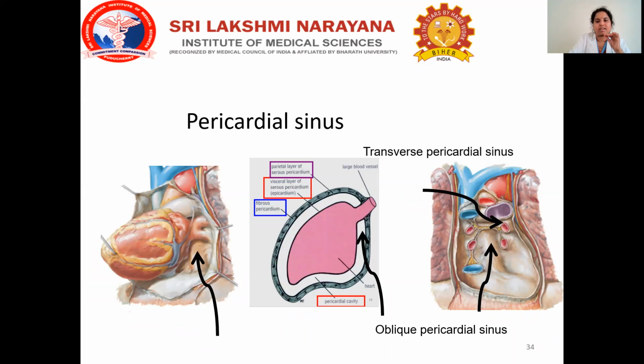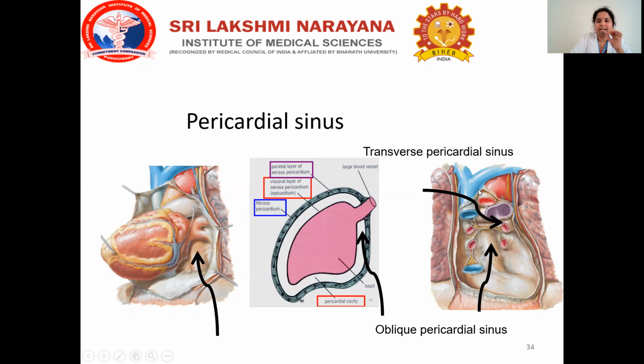Coming to pericardial sinus, there are two types of pericardial sinus: the oblique pericardial sinus and the transverse pericardial sinus. The oblique pericardial sinus is seen behind the base of the heart, in front of the fibrous layer of pericardium. This is a reflection of serous pericardium, visceral and parietal layer. So the oblique pericardial sinus can be seen after lifting the heart base.